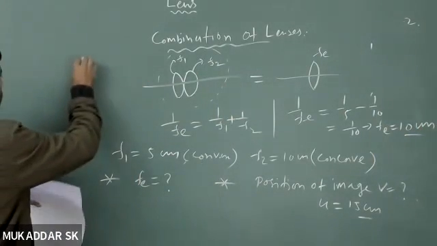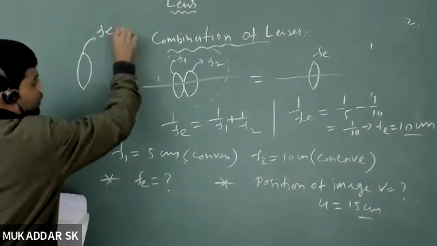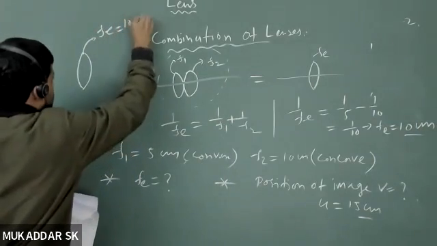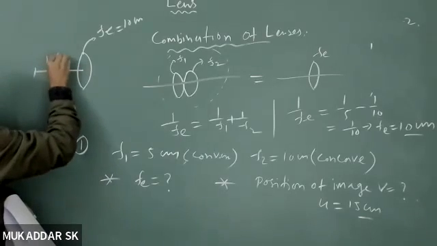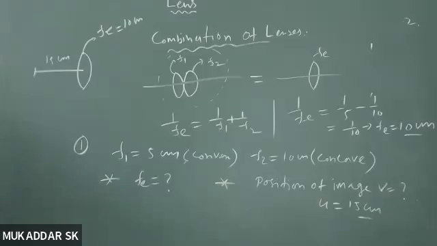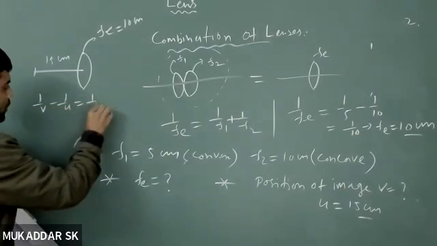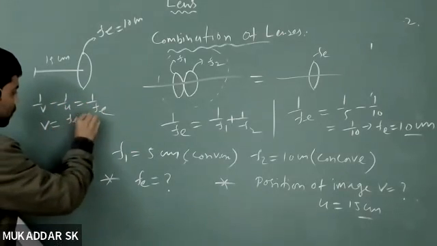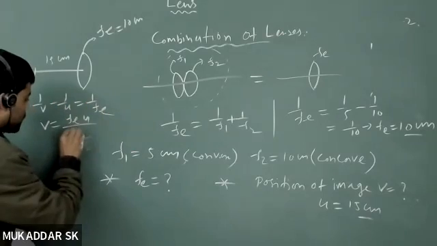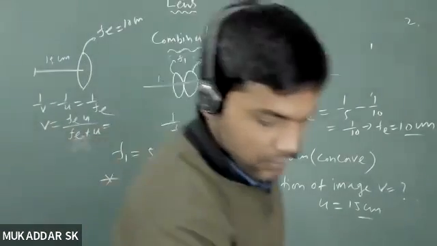Now you have an equivalent lens like this. What is its focal length? Fe is 10 centimeter. And where is the point object kept? At 15 centimeter from the optical center. So you have to calculate the position of image. Again I will use the same formula: 1 by V minus 1 by U equals 1 by F, here 1 by Fe. So V becomes Fe times U divided by Fe plus U. Calculate this and share it with me. I am stopping here.